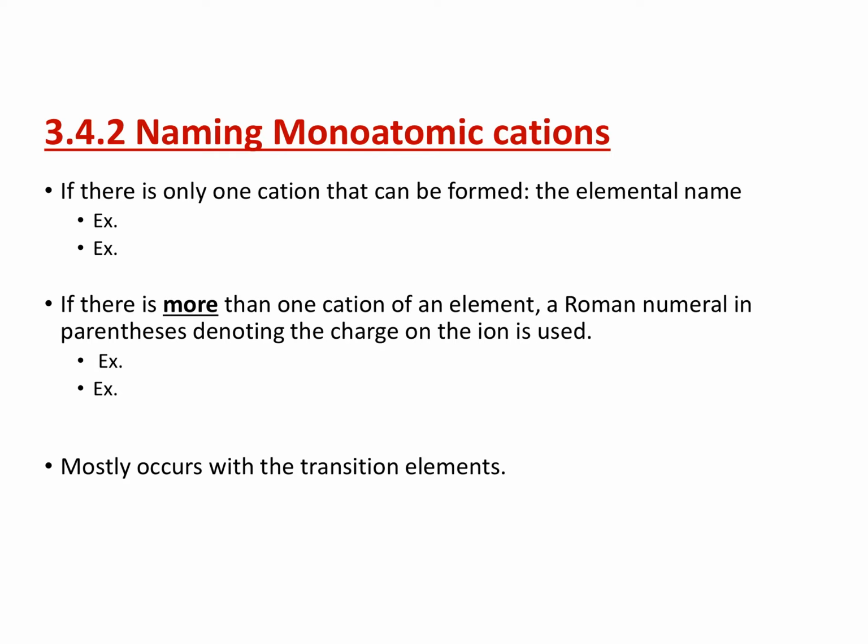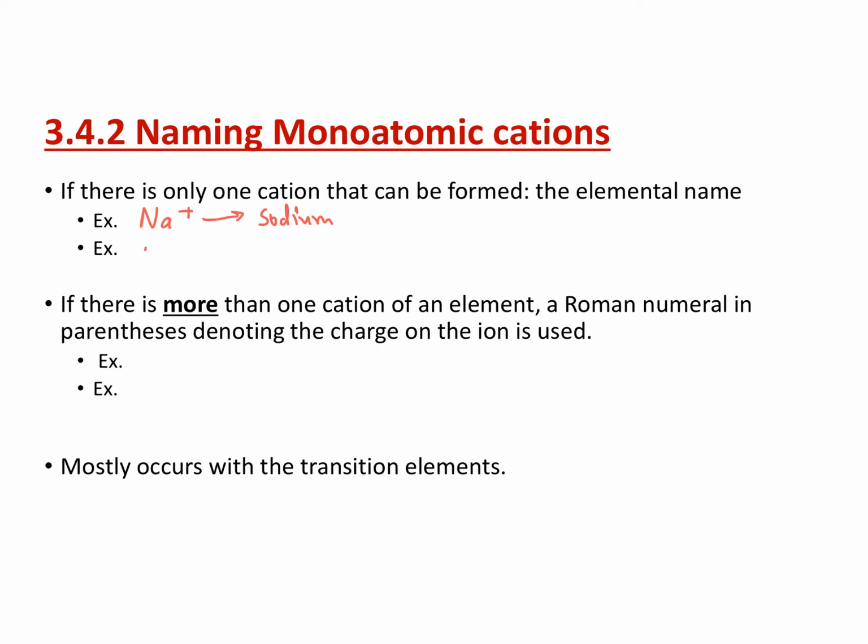If there is only one cation that can be formed, then we're safe with the way we name ionic compounds. We're safe by just saying the name of the metal followed by the name of the nonmetal. For example, sodium is a metal that can only take a charge of +1. So if sodium is in an ionic compound, we would always just say sodium, and we would all know sodium as an ion is +1.